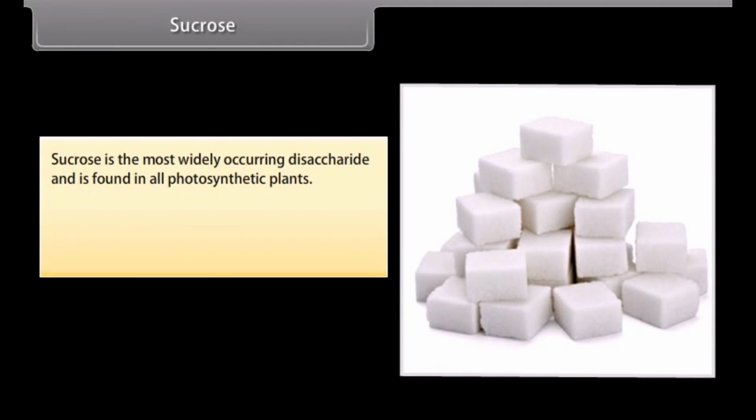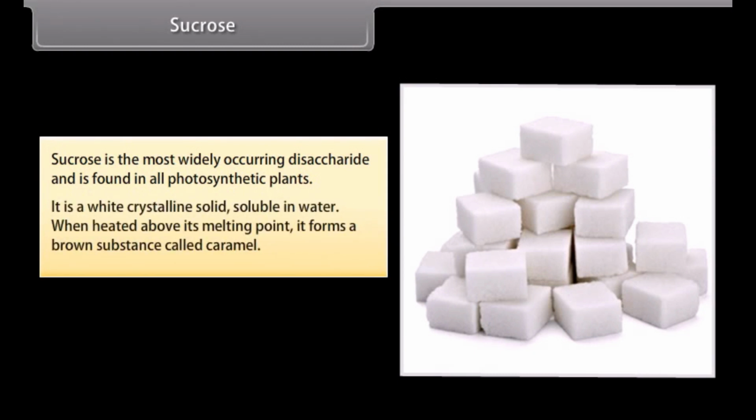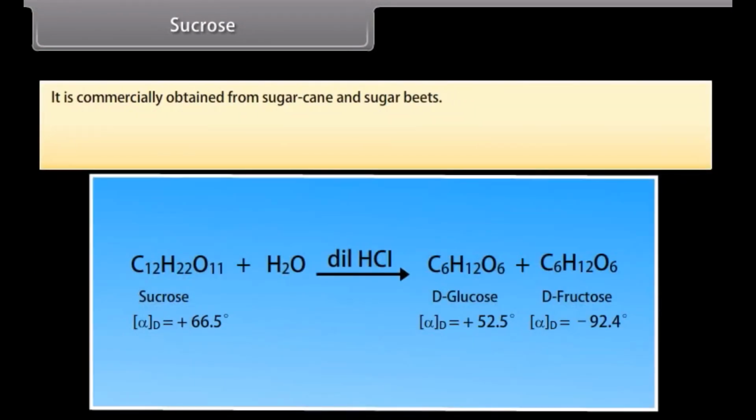Sucrose. Sucrose is the most widely occurring disaccharide and is found in all photosynthetic plants. It is a white crystalline solid and soluble in water. When heated above its melting point, it forms a brown substance called caramel. It is commercially obtained from sugarcane and sugar beets. When sucrose is hydrolyzed by dilute acids or the enzyme invertase, it gives an equimolar mixture of D-glucose and D-fructose.